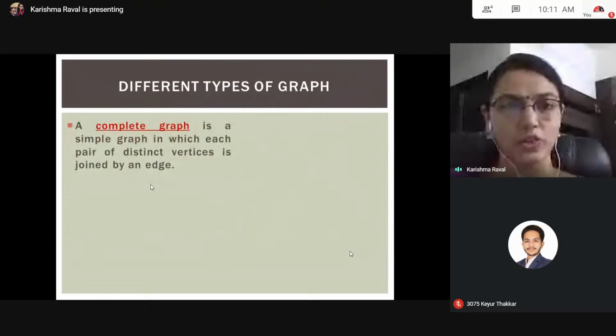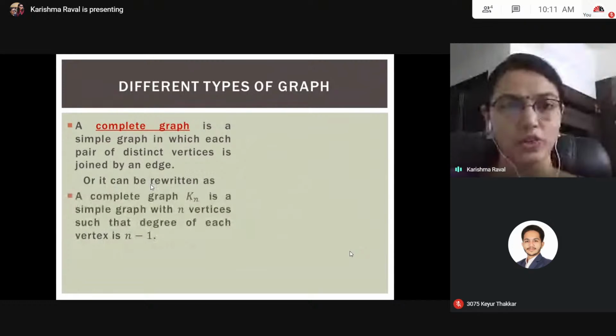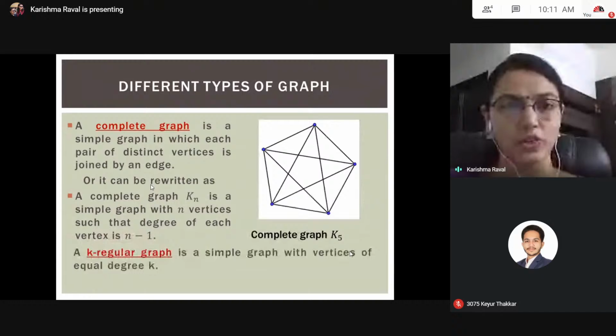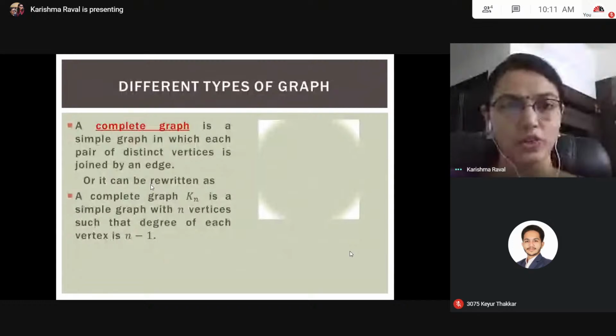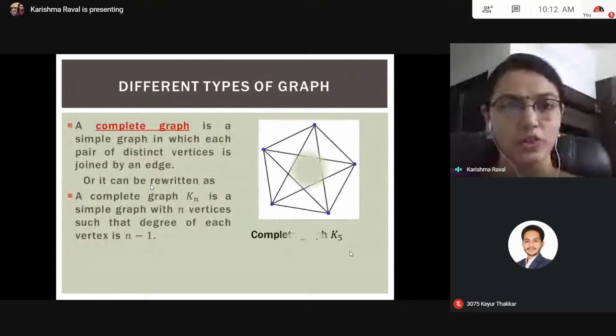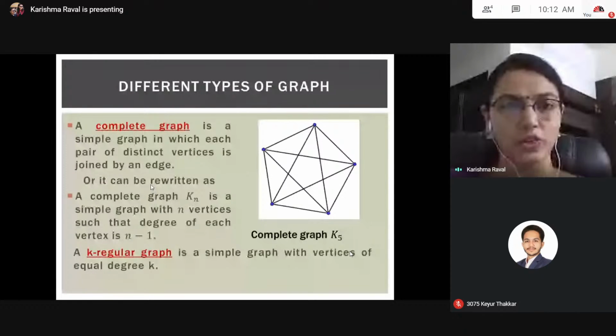Now, a complete graph is a simple graph in which every pair of distinct vertices is joined by an edge. Or we can say a complete graph Kn is a simple graph with n vertices such that the degree of each vertex is n minus 1. So in both ways we can explain a complete graph. On the right I have a figure of the complete graph K5. A k-regular graph is a simple graph with all vertices of equal degree k. We note that a complete graph is an n minus 1 regular graph because each vertex has degree n minus 1.